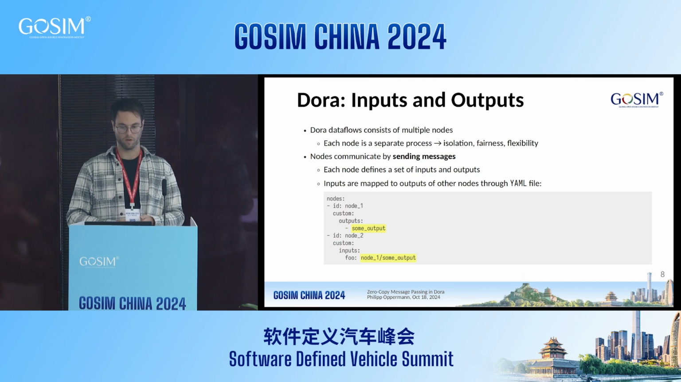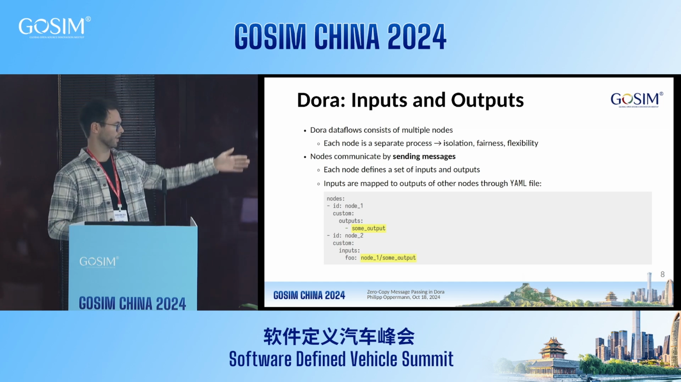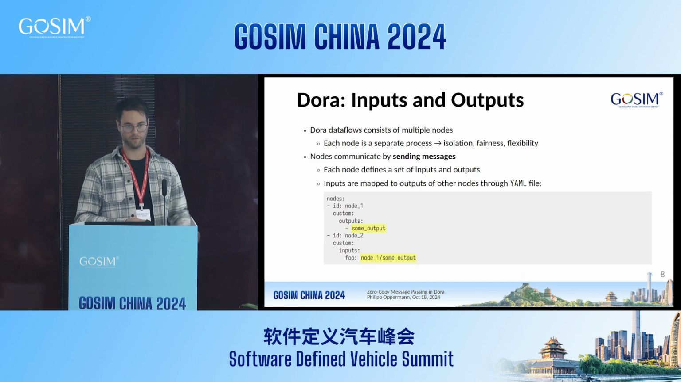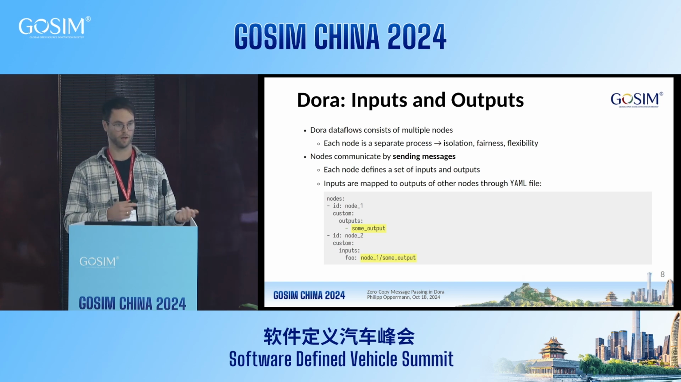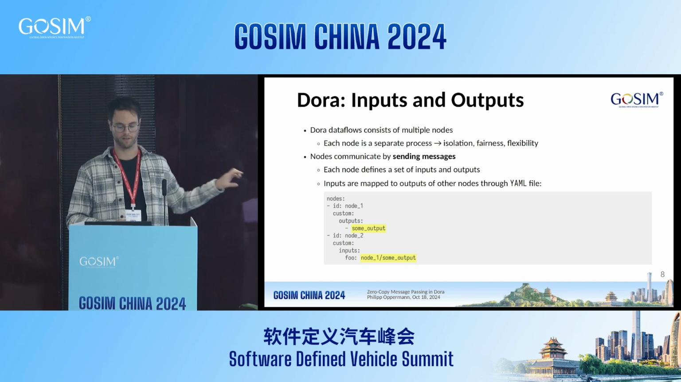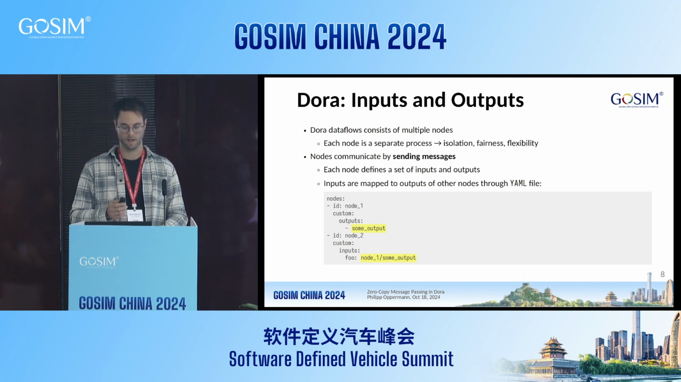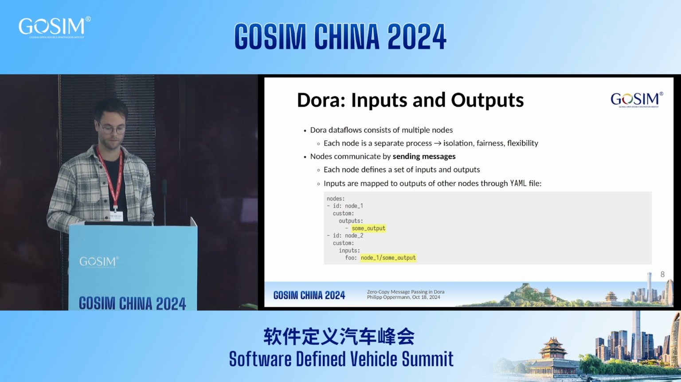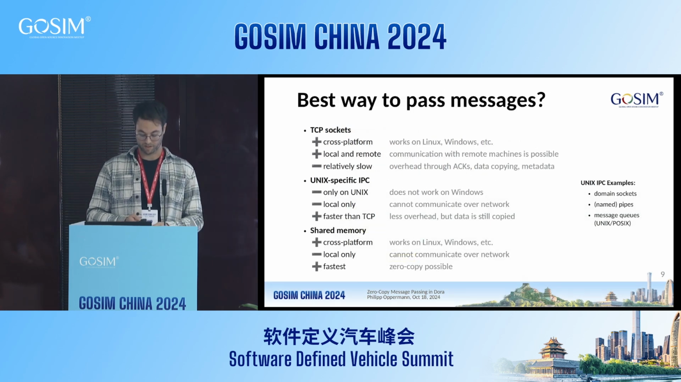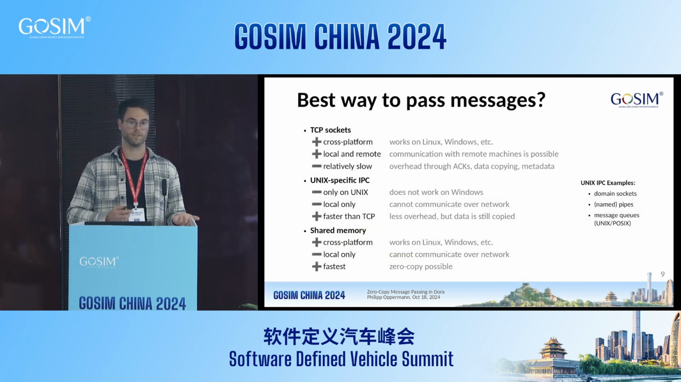But that involves some challenges when it comes to communication because you don't have any common memory. So, maybe quickly, this is the YAML file, how you define inputs and outputs and how you map them to each other. I think we even simplified the format a bit to reduce one level of nesting, but that's the base. So the question is, what's the best way to pass messages between nodes?